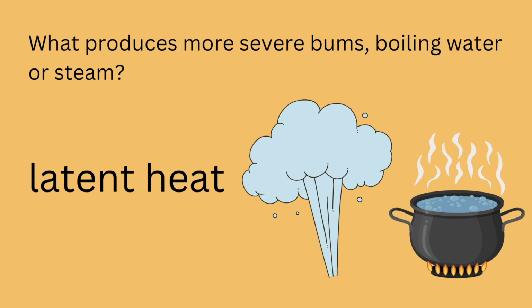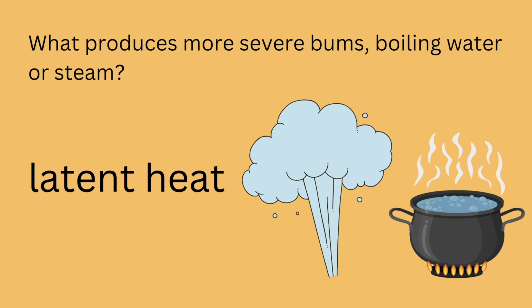What produces more severe burns? Boiling water or steam? Obviously, I think you know the answer. It's very similar to the previous question. Boiling water doesn't have latent heat, so it's still boiling, it still is in water state, but steam is vapor, so it has gained latent heat. So obviously steam has higher energy, so steam is at higher temperature as well, so steam can cause severe burns when compared to boiling water.